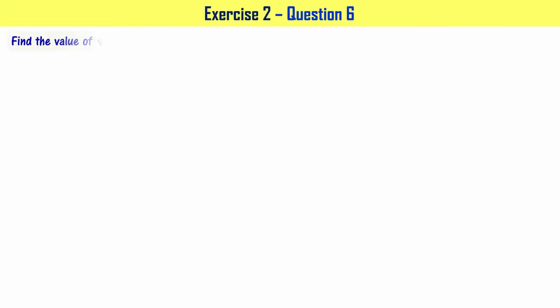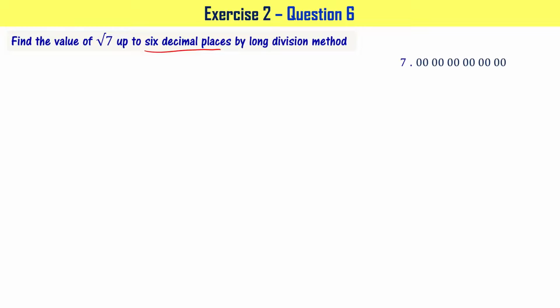Question number 6. Find the value of root 7 up to 6 decimal places. You see, in the previous case, we were asked to write 3 decimal places. Here it is asked to write 6 decimal places. The procedure is again the same. You write 7.000000 and so on. Since we are asked to express it up to 6 decimal places, I have written 6 pairs of zeros. Take a look at this, right?